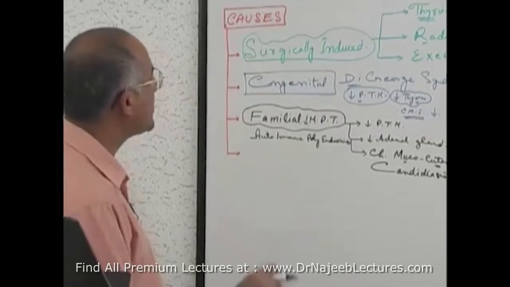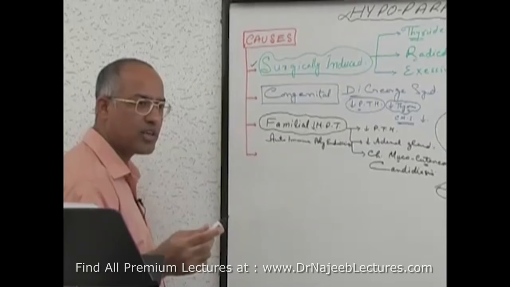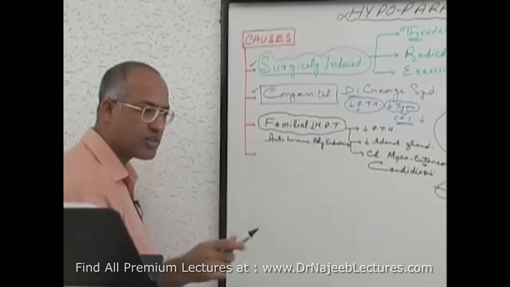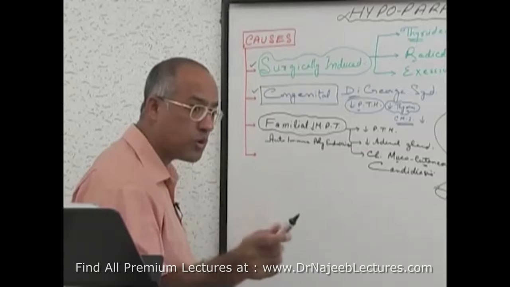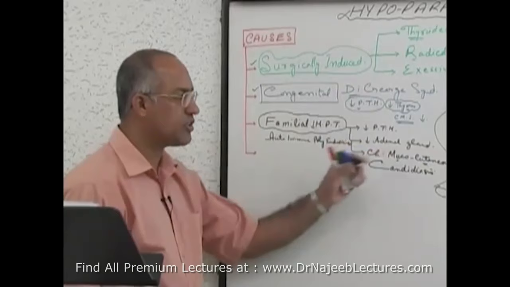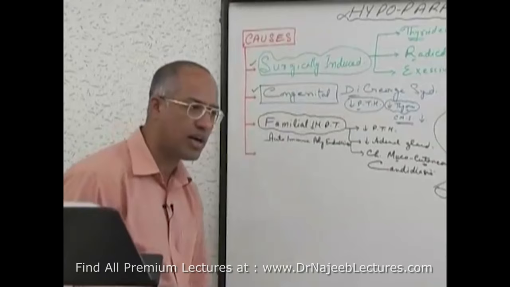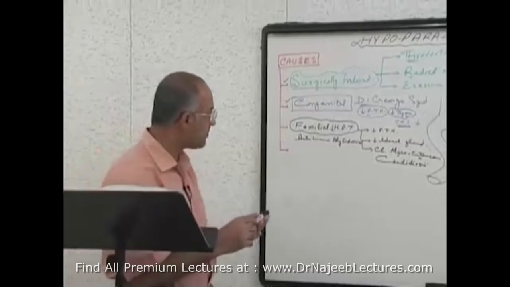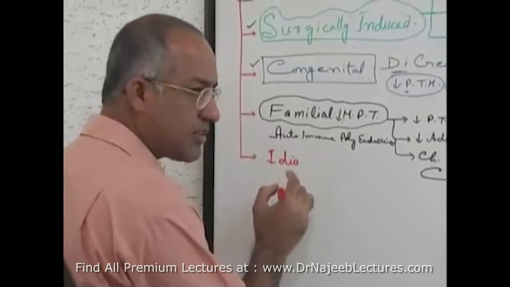So how many causes of hypoparathyroidism have we discussed? Surgically induced, when inadvertently you have removed the parathyroid gland, or congenital, where the parathyroid gland has not developed, and especially along with it, if thymus does not develop, the baby will develop tetany. Along with that, he will develop cell mediated immune deficiency, which may lead to more viral, fungal and other intracellular infections. Then familial hypoparathyroidism, which also has deficiency of the adrenal gland and chronic mucocutaneous candidiasis, and this condition is also called autoimmune polyendocrine syndrome. Is that right? Then there is another cause that is called idiopathic hypoparathyroidism. Even though it's rare, its pathology is very interesting.